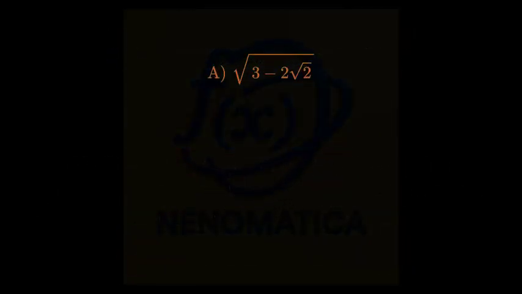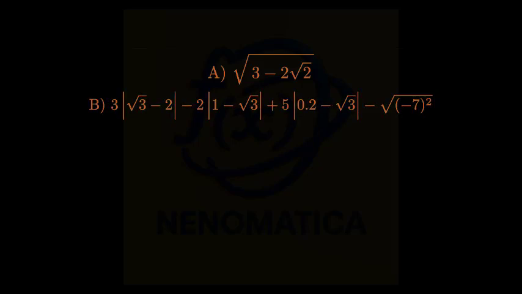Here is our problem. Part A. Simplify the square root of 3 minus 2 times the square root of 2. Part B. Evaluate the expression: 3 times the absolute value of the square root of 3 minus 2, minus the absolute value of 1 minus the square root of 3, plus 5 times the absolute value of 0.2 minus the square root of 3, minus the square root of the quantity negative 7 squared.